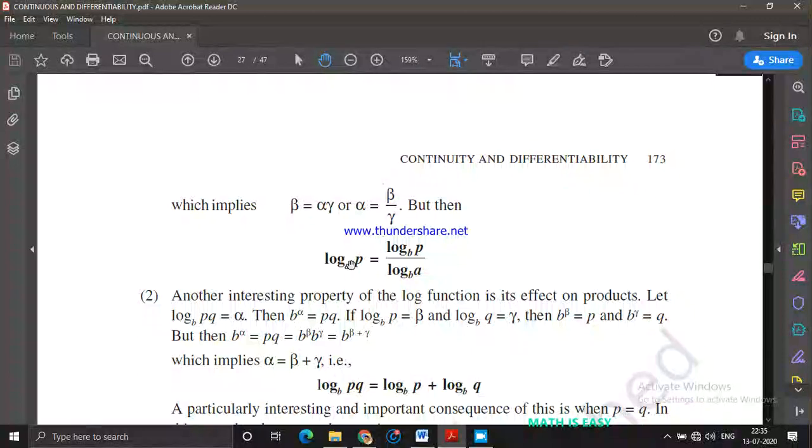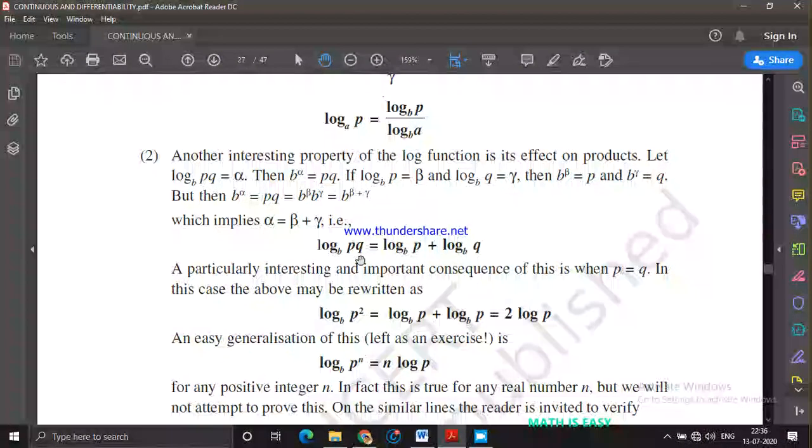First thing is log p to the base a. You can write it as log p to the base b, some other base, upon log a to the base b. Both ways I can use. So these formulas you have to remember. Log p to the base a equals log p to the base b upon log a to the base b. Similarly, log pq to the base b. b can be anything: e, 2, or 10. The b value can be any.